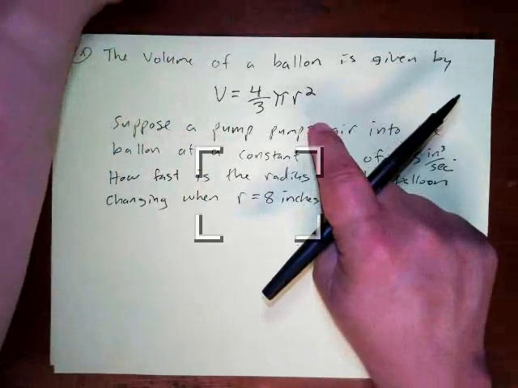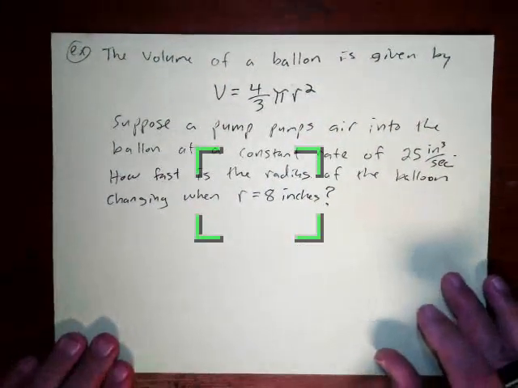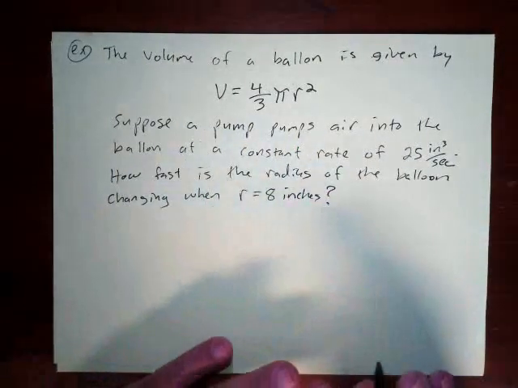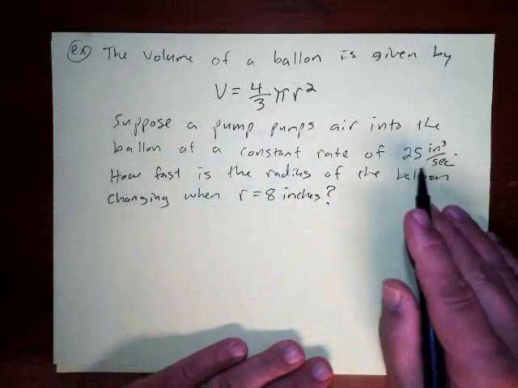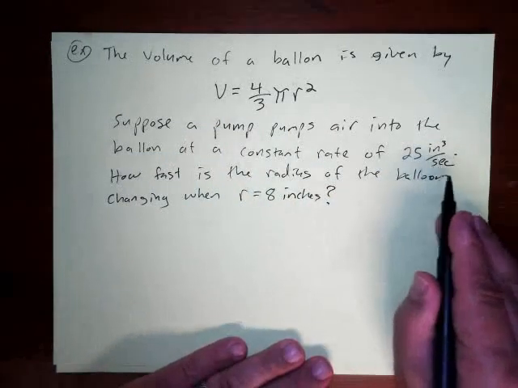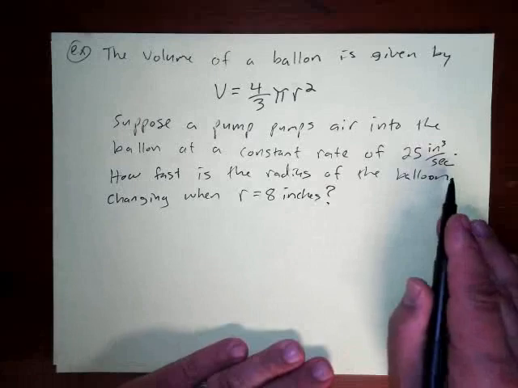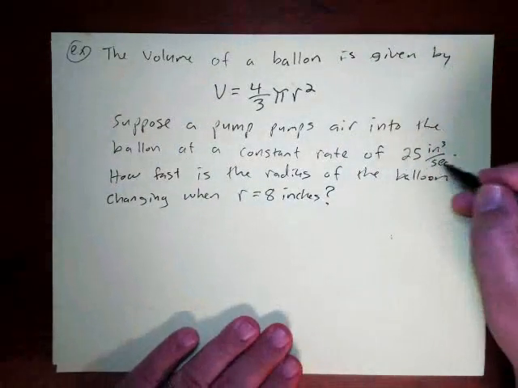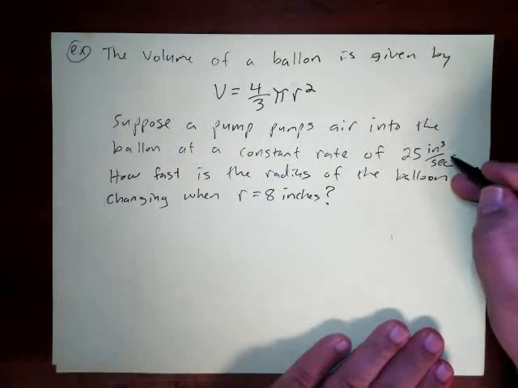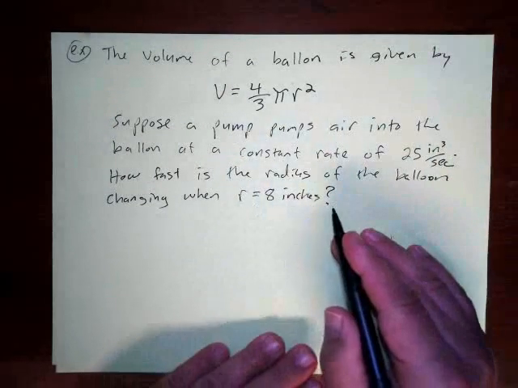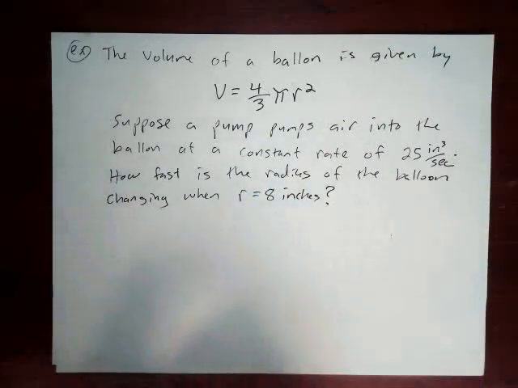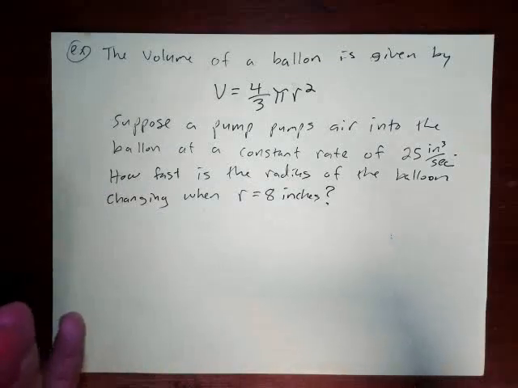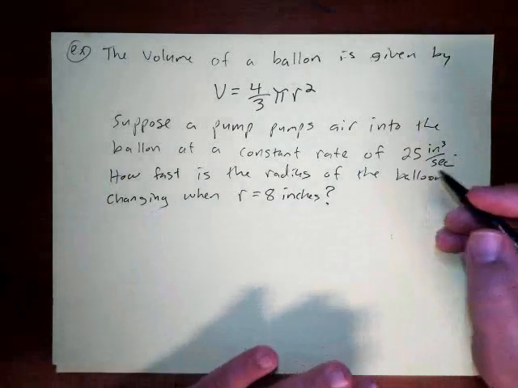Okay, and so it tells me here, suppose a pump is pumping air into the balloon at a constant rate of 25 cubic inches per second. Okay, so that's the air. That pump is always pumping it in at 25 inches cubed per second. And then it wants to know how fast the radius of the balloon is changing when the radius is 8 inches long.